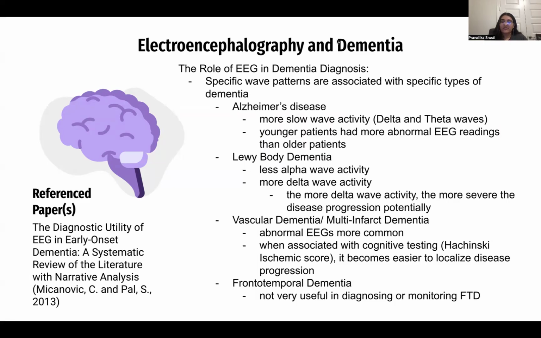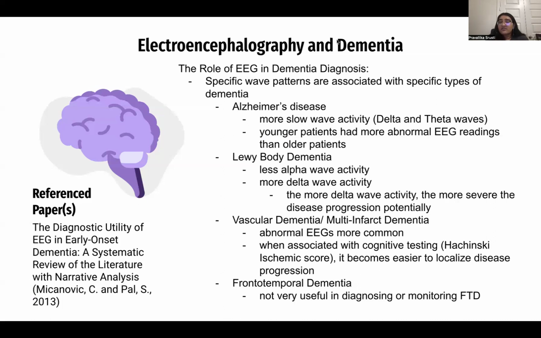And so let's start with Alzheimer's dementia. One thing that they noticed is that there's a lot more slow wave activity in Alzheimer's disease, along with Lewy body dementia, actually. Both of them have a lot more slow wave activity than the control groups. And specifically for Alzheimer's disease, they noticed delta and theta waves, so they did notice more theta waves. And Lewy body dementia, they noticed a lot more delta wave activity. And they also recognized that some of the delta wave activity could be indicating more severe disease progression.